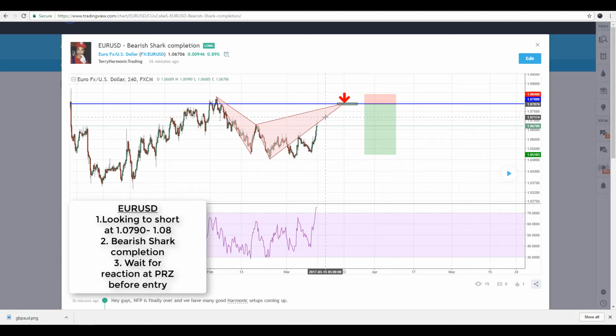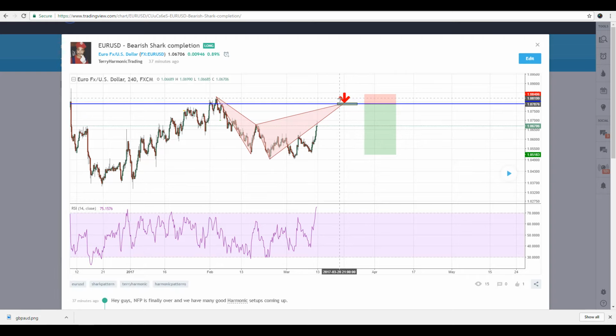So there are only 2 things I would do. One, wait for a retest into this low before going long, or if it goes straight up, I'll be waiting to short at 1.0790 to 1.08. In both cases, I'll be waiting for some form of rejection at the support or the resistance zone before I actually enter my trade setup. All the profit target and stop loss will be there. I'll keep you guys posted on my post.